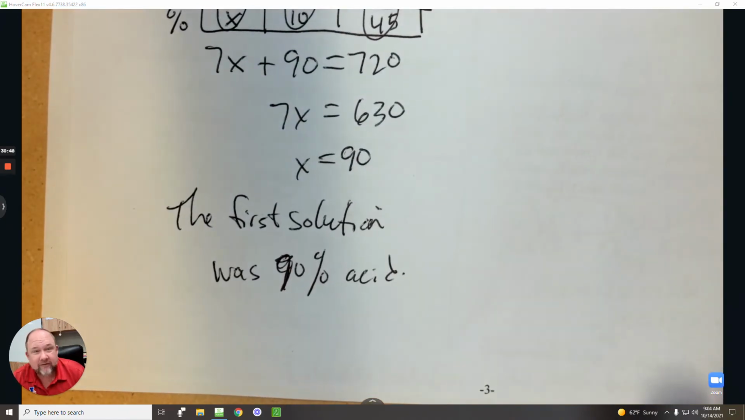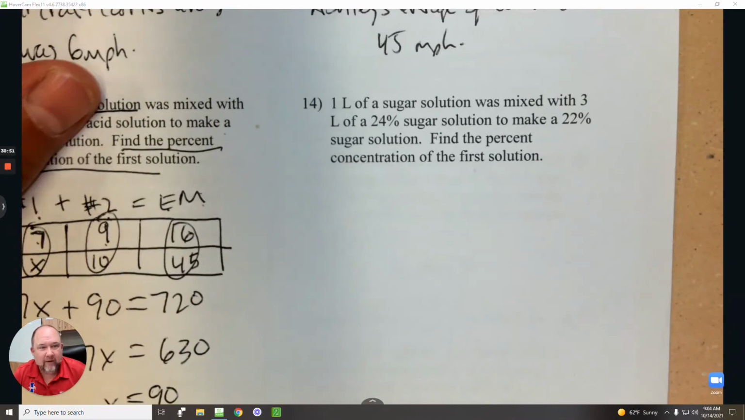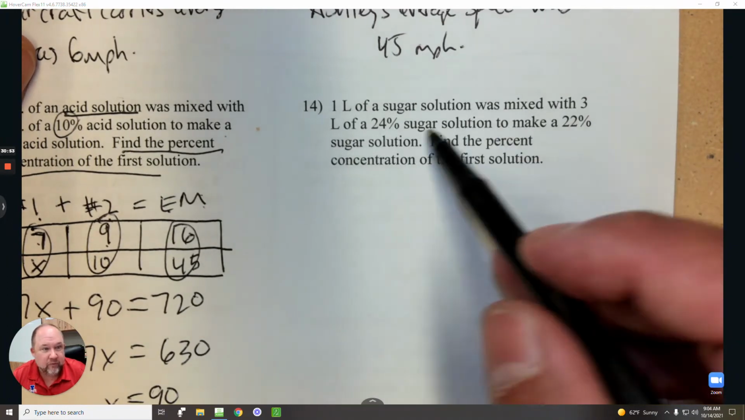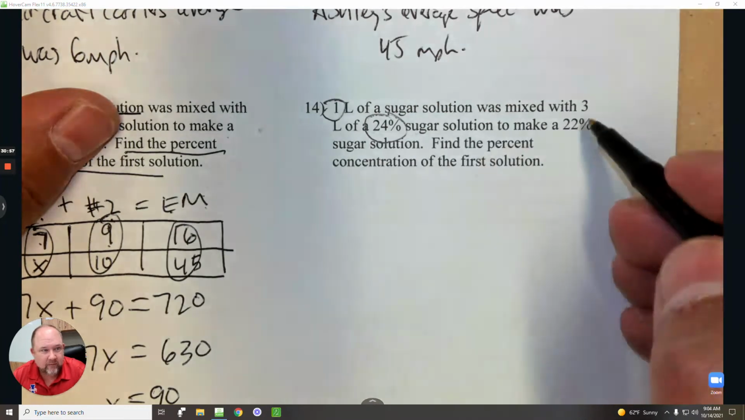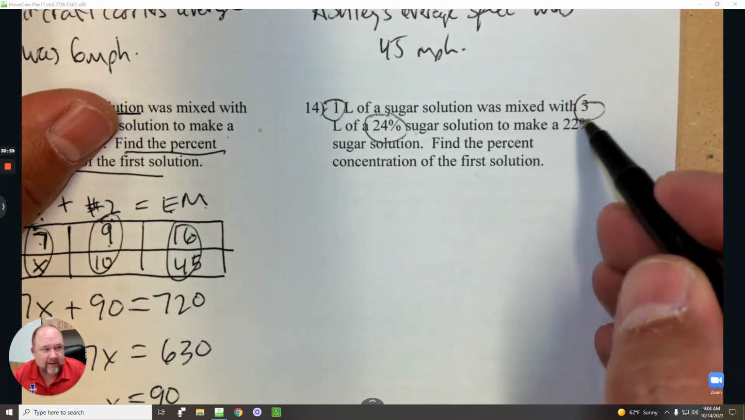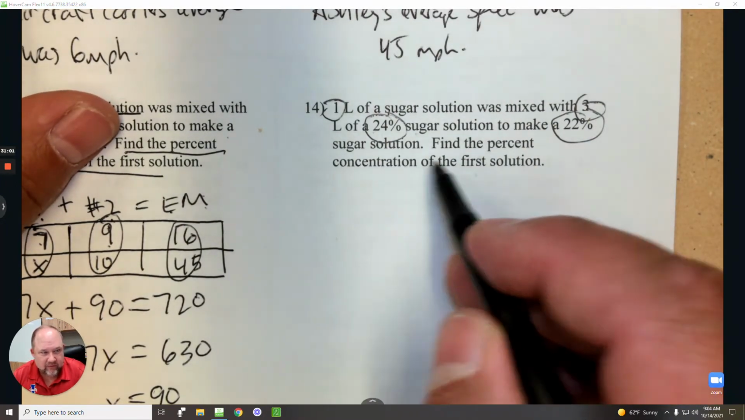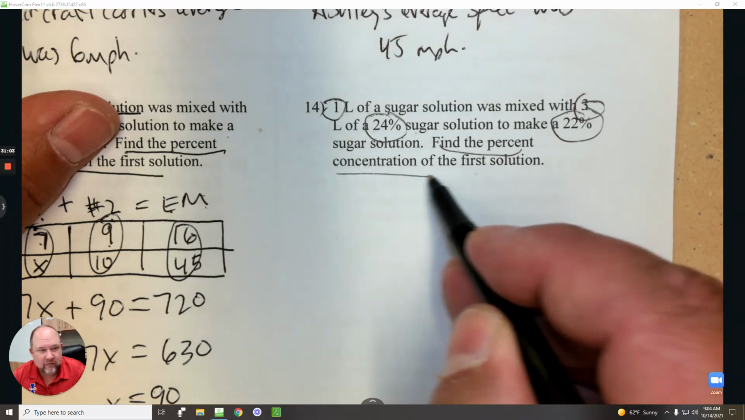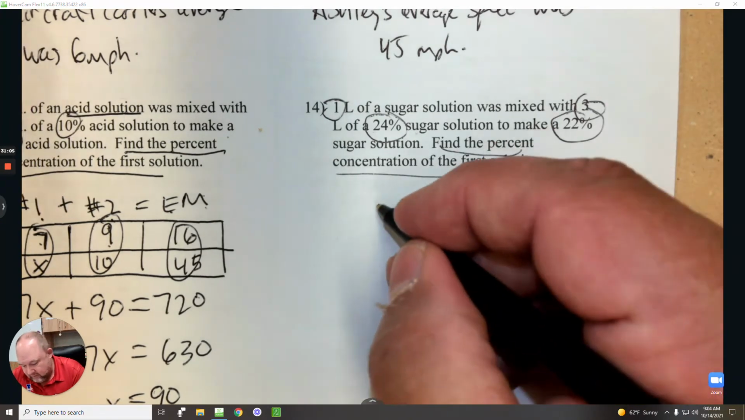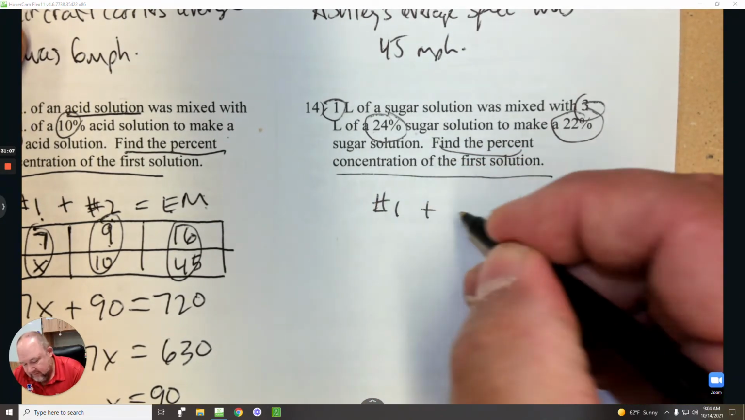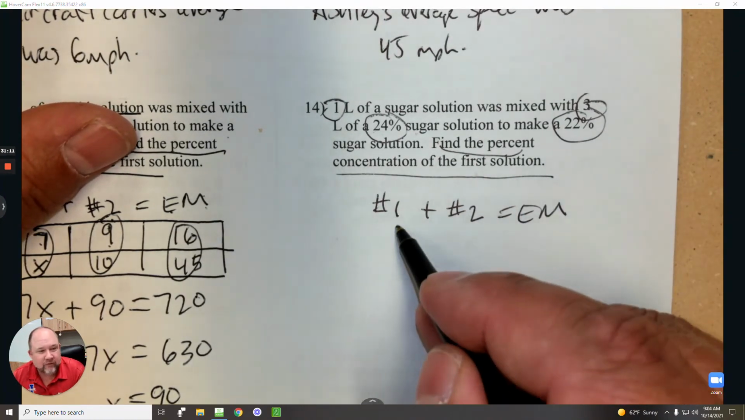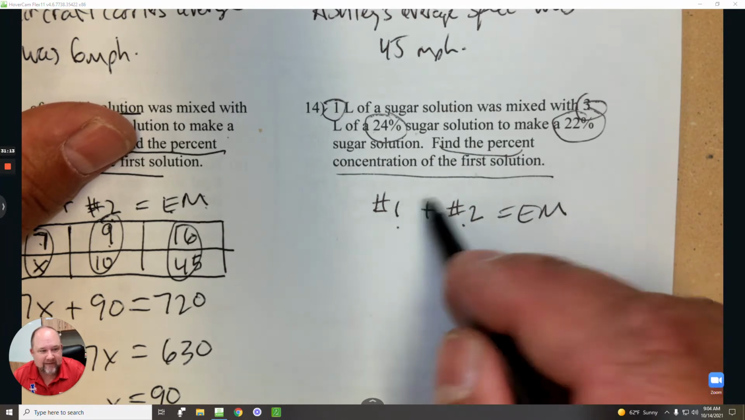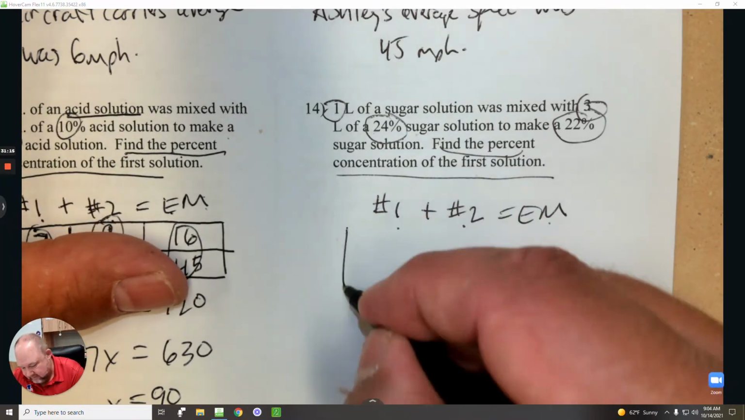All right, number 14. 1 liter of a sugar solution was mixed with 3 liters of a 24% sugar solution. So we have 1, we have 3, to make a 22% sugar solution. Find the percent concentration of the first solution. So we have the first mix plus the second to make the end mix. So we have the first solution, the second one, and then together they make the end mix.